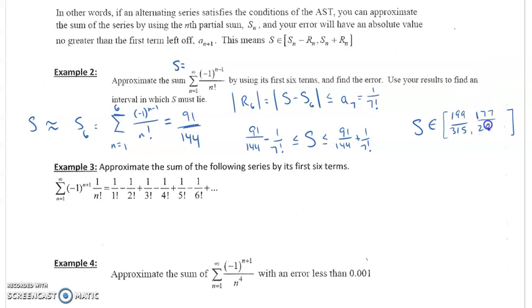177 over 280. Notice we don't know what S is, but we do know that S is somewhere between that maximum and minimum values. And we can, of course, turn these into decimals if we would rather. But this is a kind of a nice exact sort of answer, so we don't have to deal with decimals.